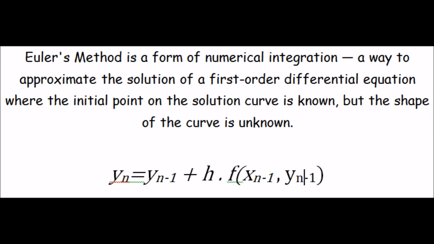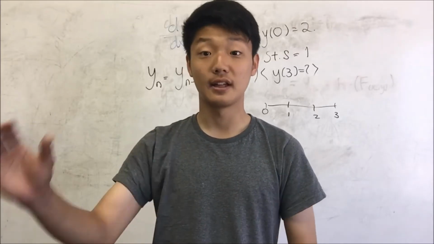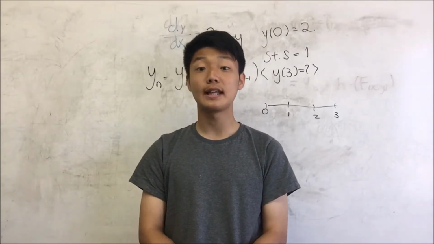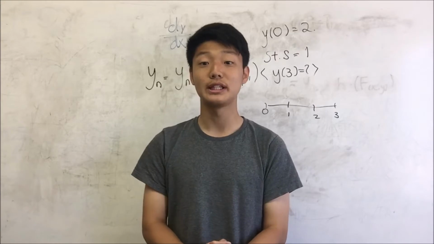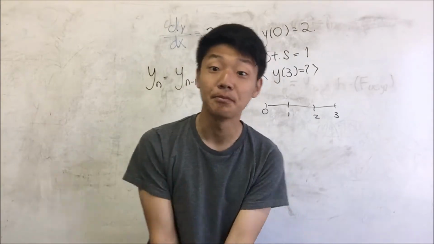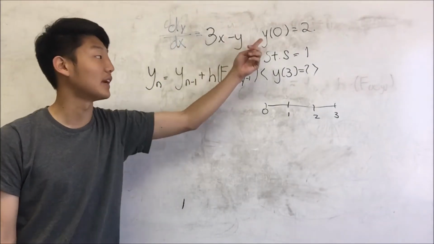Euler's method is a form of numerical integration, a way to approximate the solution of a first-order differential equation where the initial point on the solution curve is known, but the shape of the curve is unknown. So the initial point is given, but the next is unknown. I know most of you didn't understand the definition, and I'll explain it through the problem. In the real problem, it is formed in sentences, but I simplified it with just given values, okay?